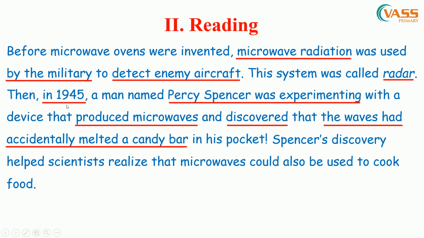Remember our date, 1945. Percy Spencer was experimenting. When he was using a device, it produced microwaves. He discovered the waves accidentally melted a candy bar. After this, they realized microwaves could be used to cook food. Let's continue. Great work.